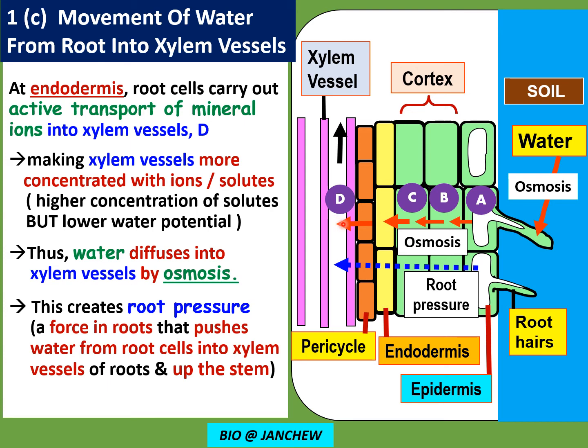it will make the xylem vessels more concentrated with the ions or solutes. And when there's a higher concentration of solutes, or dissolved substances or ions, the xylem vessels will have lower water potential than the root cells surrounding them. So again, there is a concentration gradient, or a difference in concentration, between the root cells and xylem vessels. So water will diffuse into the xylem vessels by osmosis from a region of higher water potential in the root cells here into the xylem vessels, which have lower water potential.